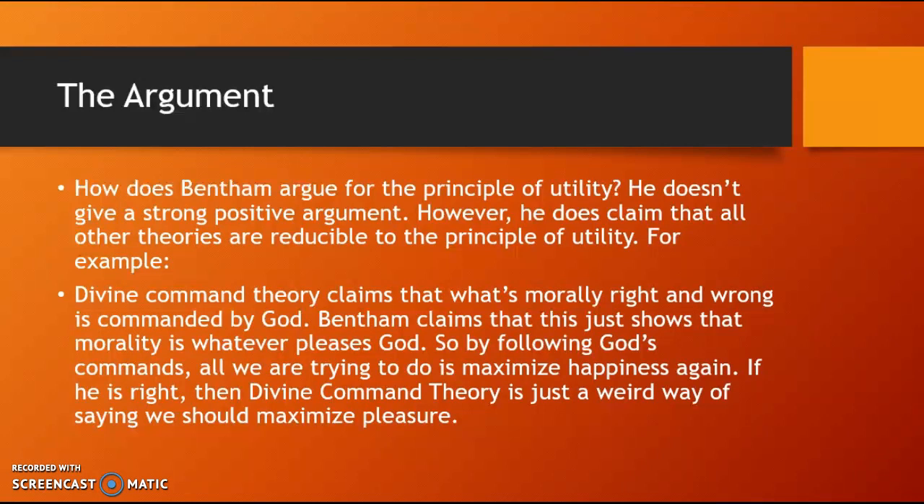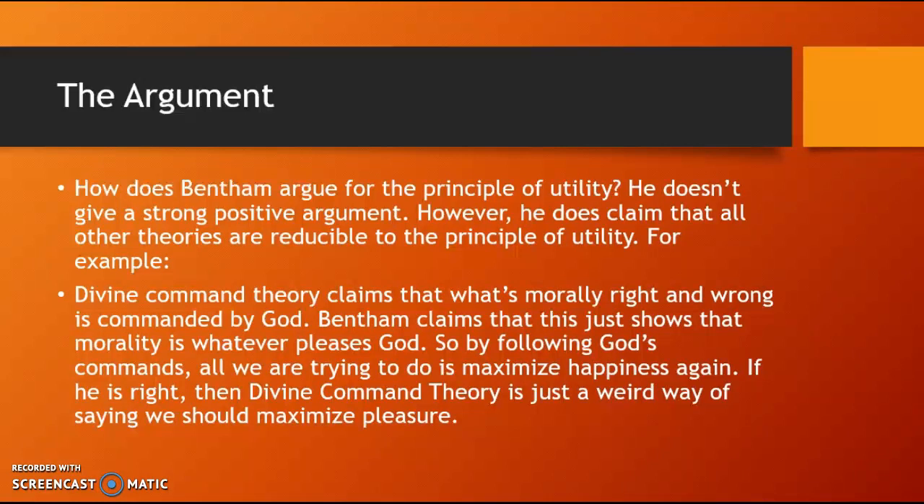And that's where he claims that every other theory about morality is really just reducible to the principle of utility. What do I mean here by reducible? He just thinks that every other theory of morality, at its core, is really just saying the same thing as the principle of utility. So here's an example of that.